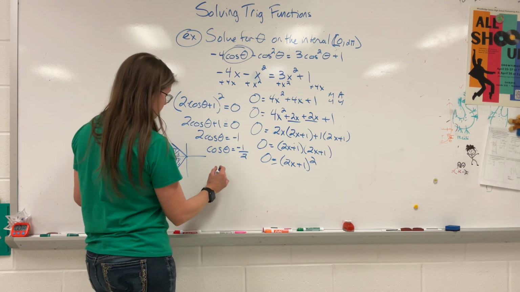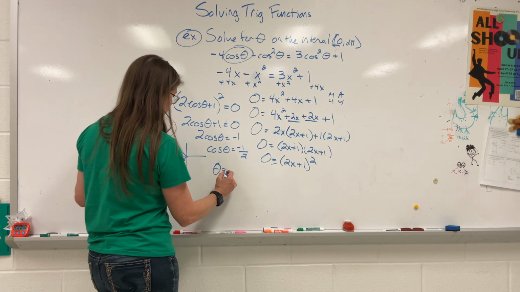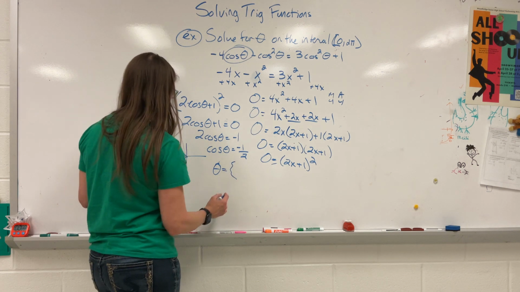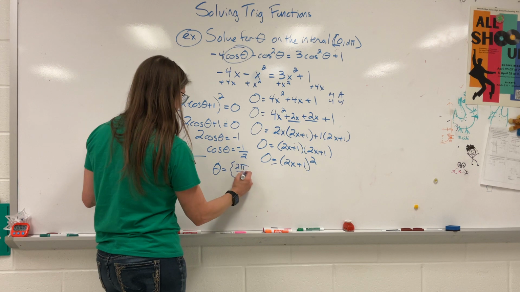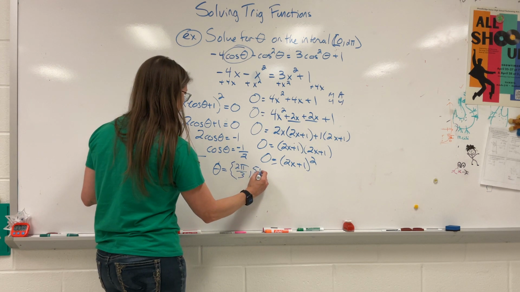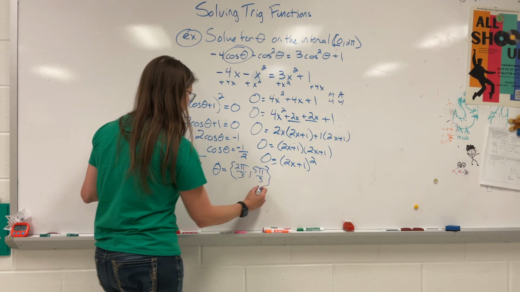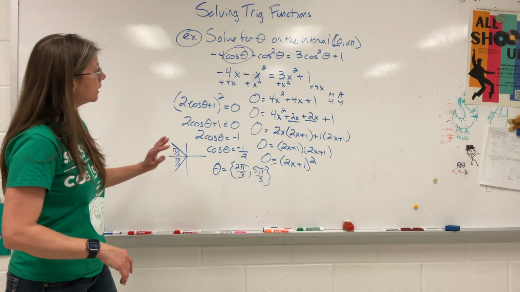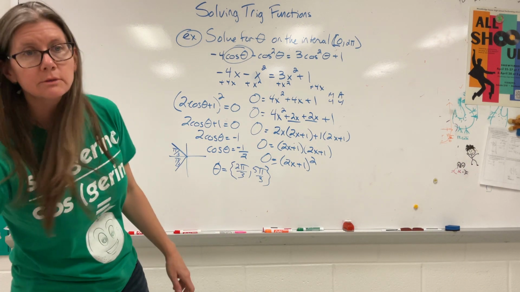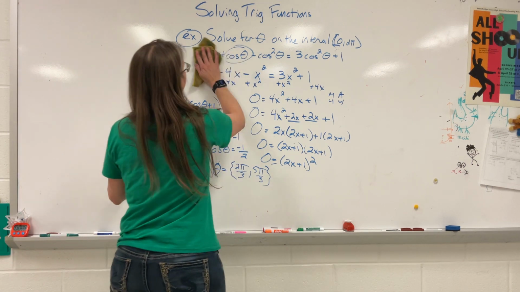So what are my solutions? Theta is going to be equal to 2 pi over 3 and 5 pi over 3. And there we go. That is how we do the factoring ones, which aren't too bad, as long as you know how to factor and you guys are good at it.